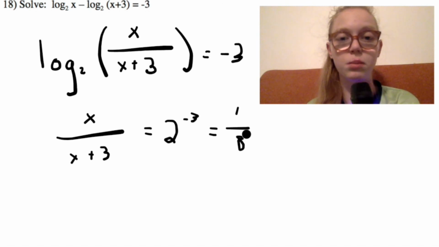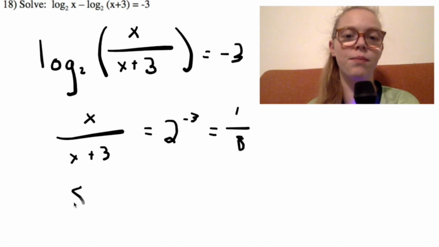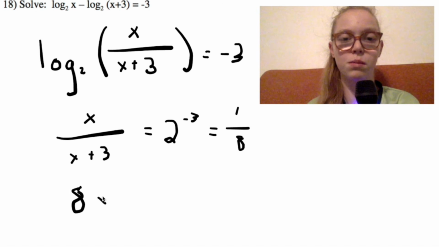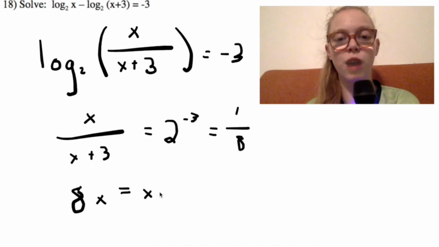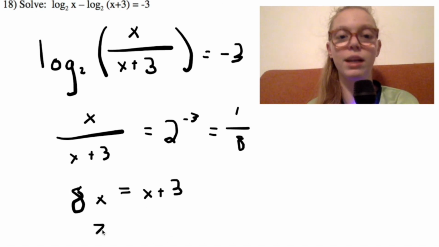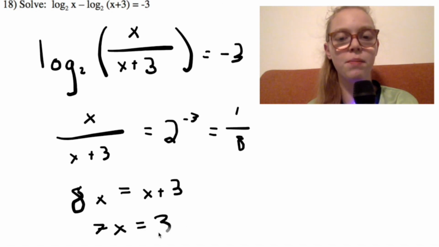Now we cross multiply and we get that 8x equals x plus 3. We subtract x from both sides. We get 7x equals 3. And then we just divide by 7 to get x equals 3 over 7.